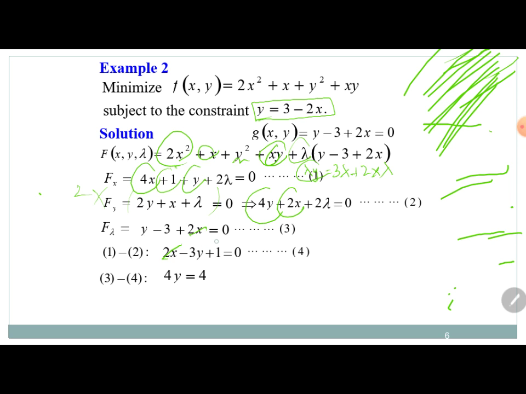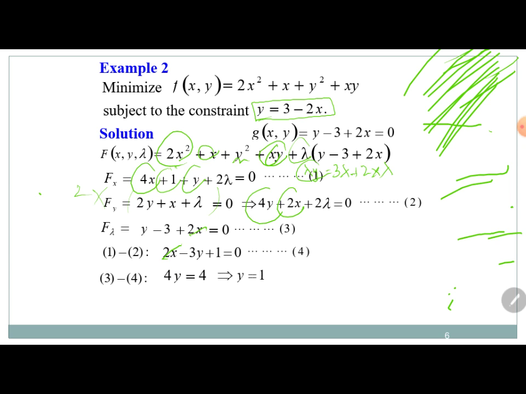Negative 3 minus negative 3 minus positive 1 will be negative 4. So 4y minus 4 equal to 0. So we bring 4 to the right side. So 4y equal to 4. So y equal to 1.